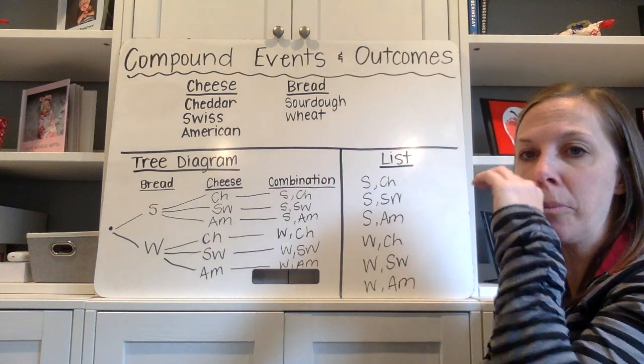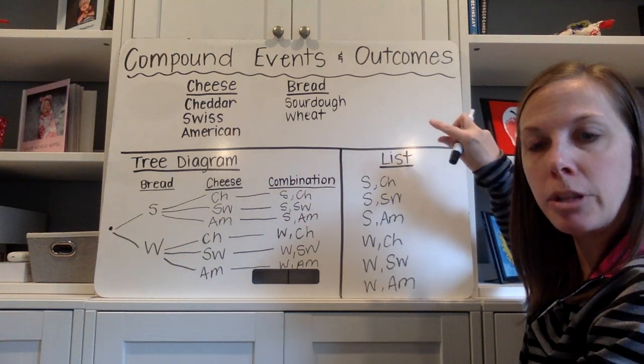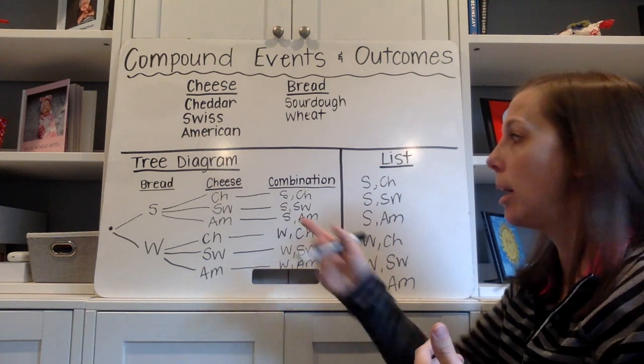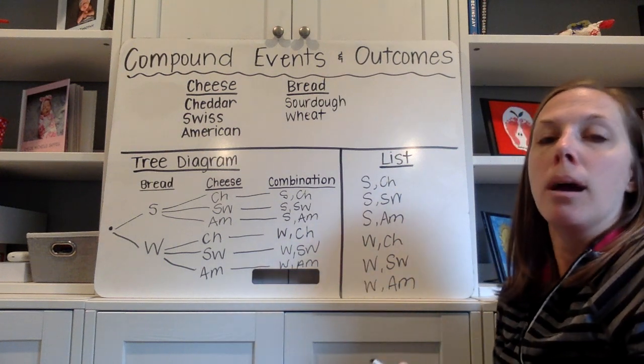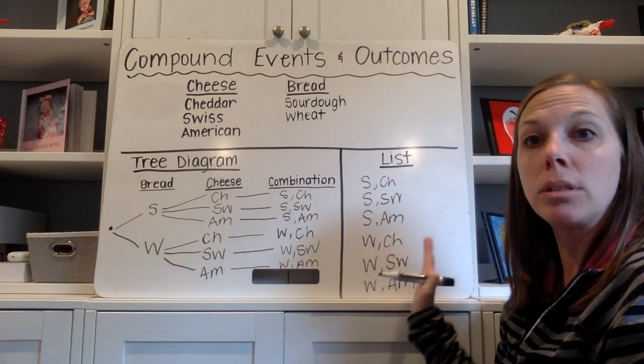However, there are times where you might have 3 different things happening. Maybe now I looked in my fridge and I found some turkey and some ham. So now what does that do to the possible combinations? So be thinking about which of these is going to make the most sense to you.